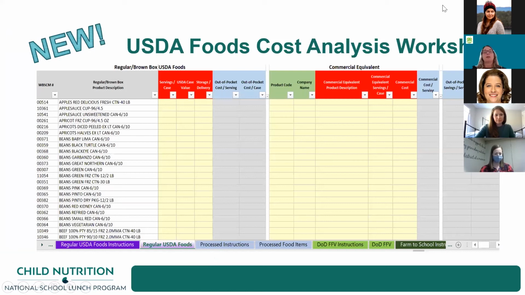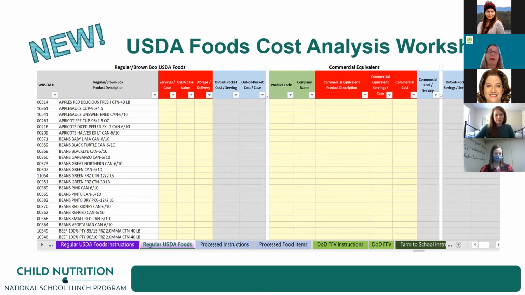Okay. So at the very beginning, we started talking about how, in order to make best use of our entitlement, we need to really take a look and analyze, is this the best use? Does this make sense compared to a commercial purchase? So TDA developed this tool. It's the USDA Foods Cost Analysis Worksheet, which is quite the mouthful, but it's a really great tool.